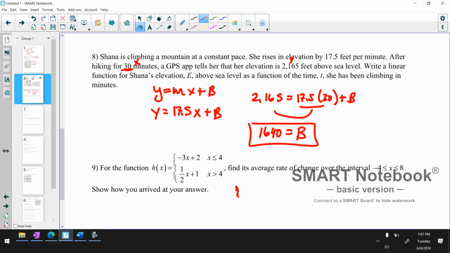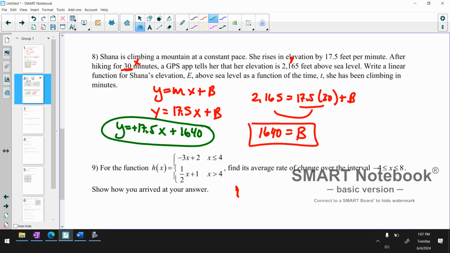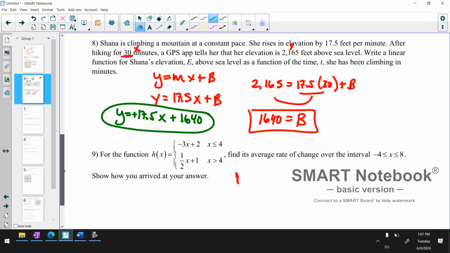1,640 feet. So then the equation that we just found is y equals positive 17.5x. Actually, you don't have to put positive. I just did that. That is the equation of Shayna climbing a mountain.